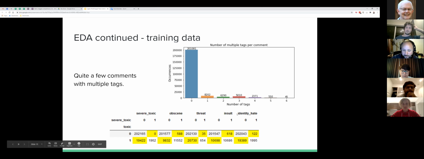And if you look at the others, if something was classified as only obscene but not toxic, there were 588. But both obscene and toxic was 11,500. It's kind of the same with the rest. There's a small number that were classified with just the non-toxic tag. But usually when they were classified with one of these, it was also classified as toxic. There was a strong correlation.